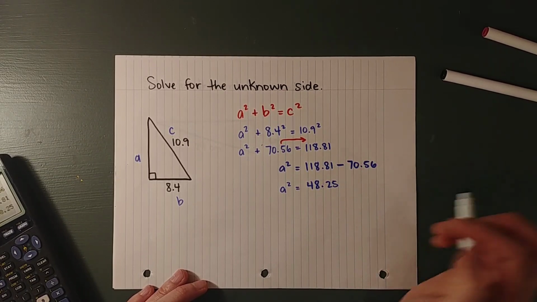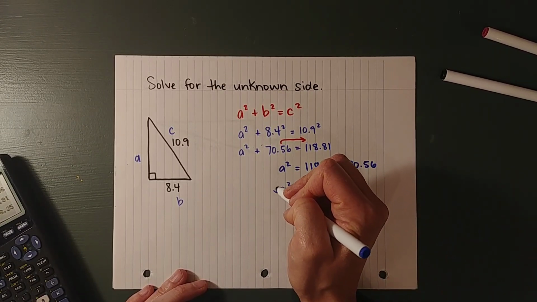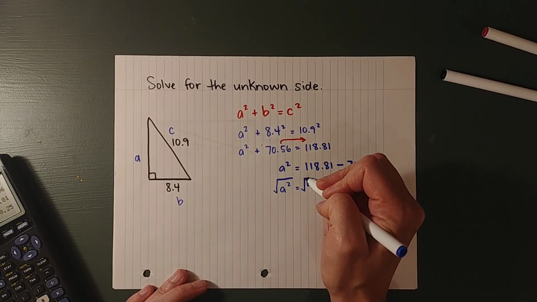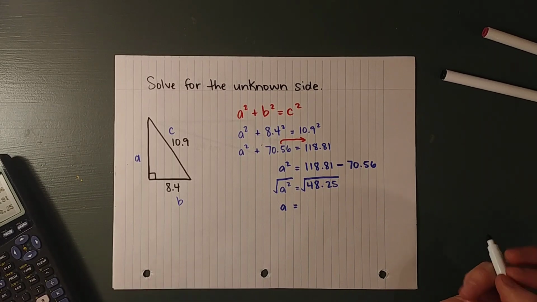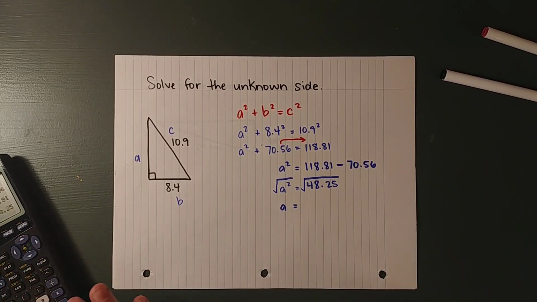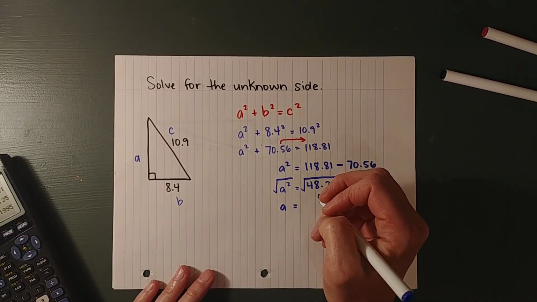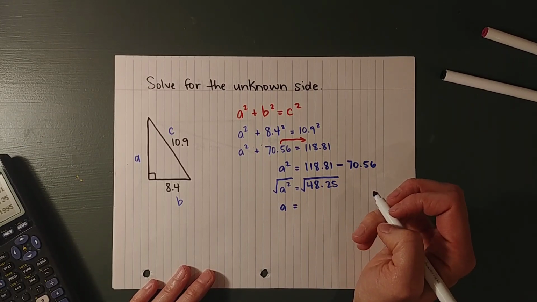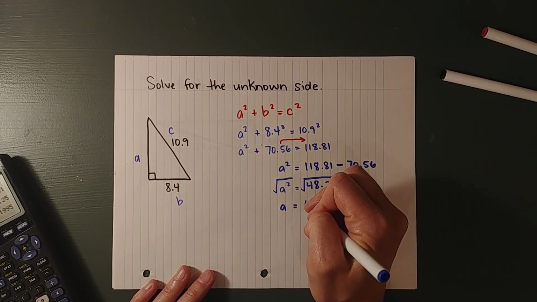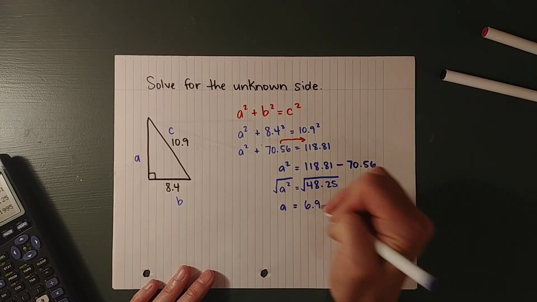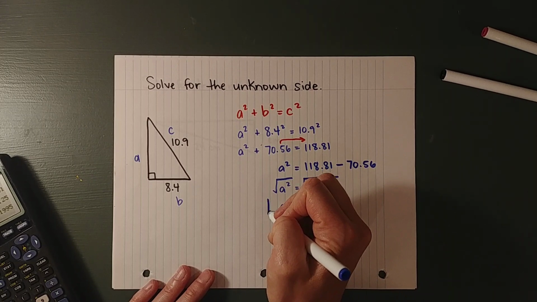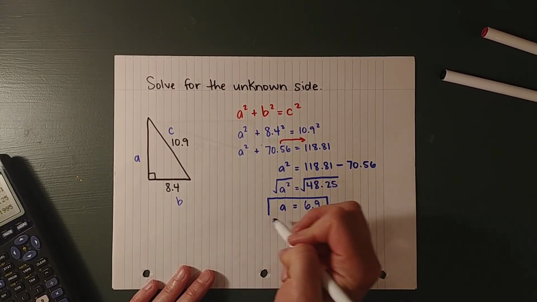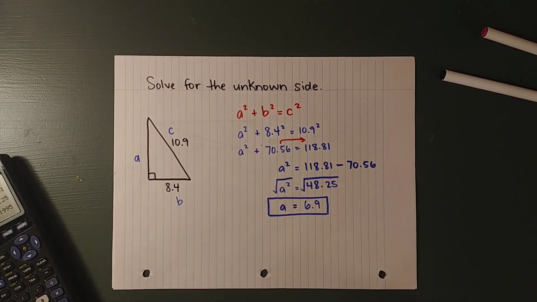48.25. And again, we don't want to know what a squared is equal to. We want to know what just a is equal to. So we need to remember that final step there of doing the square root of that number, which gives us 6.946. We're going to round it to one decimal place, and because that number after the 9 is a 4, we're going to leave this as a 9. Okay, so that would be our final answer for the value of A, for that unknown side.